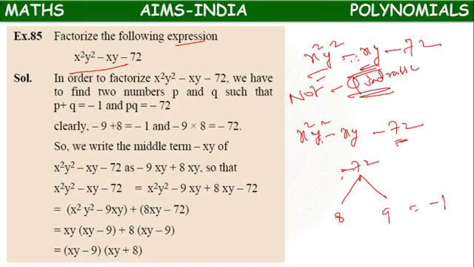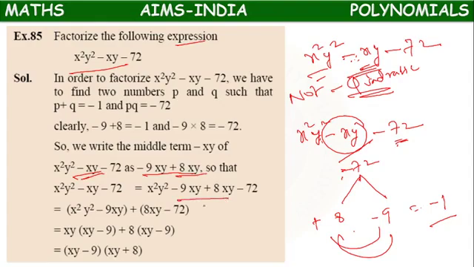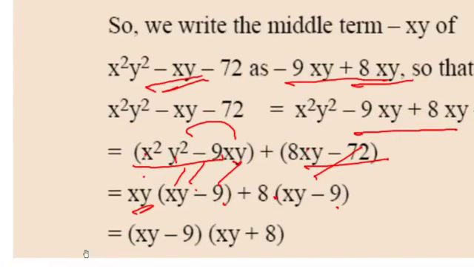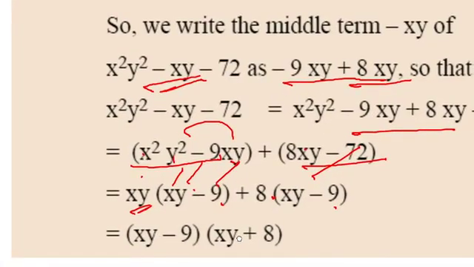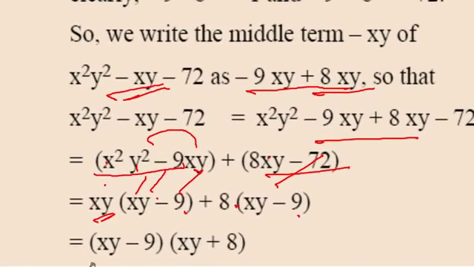Minus 1 means what we have to take? Minus 9 plus 8. So that product is equal to minus 72. Sum is equal to minus 1. So middle term minus xy, we are splitting into minus 9xy plus 8xy. First two one group, next two one group. Xy common, 1x is remaining, 1y is remaining. Xy taken out, 9 is remaining. Here 8 common, xy minus 9. Again xy minus 9 is common, xy plus 8 will be remaining here. Okay.